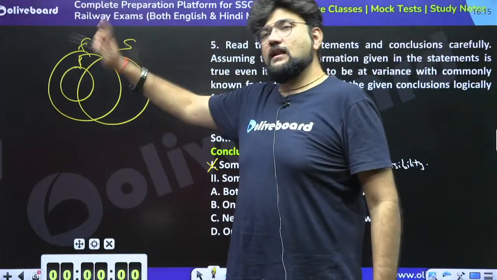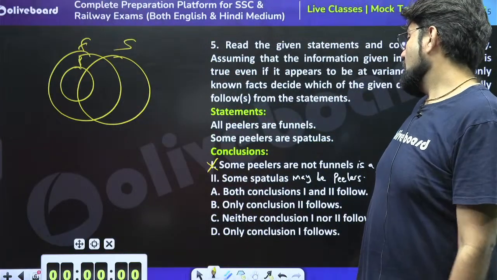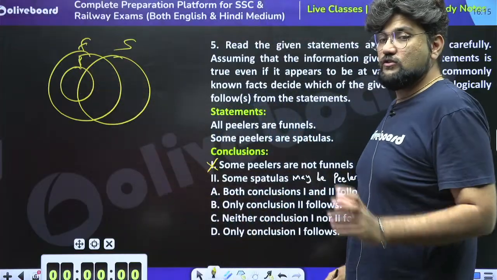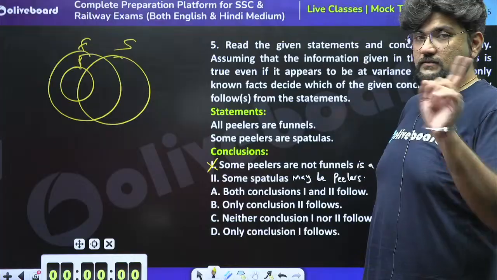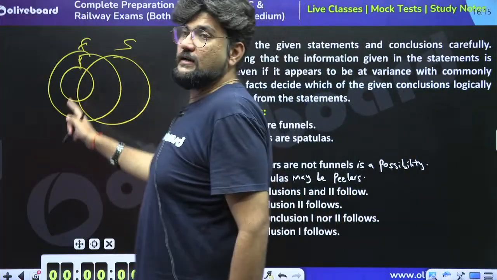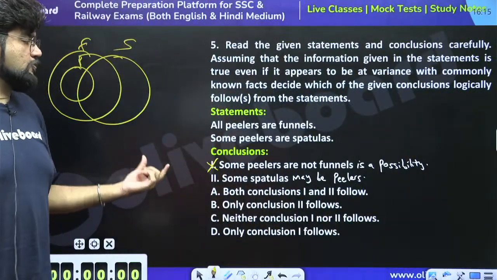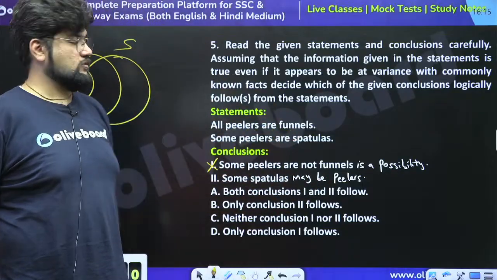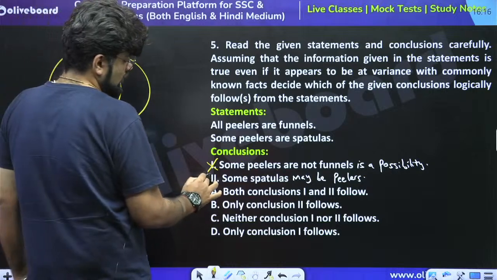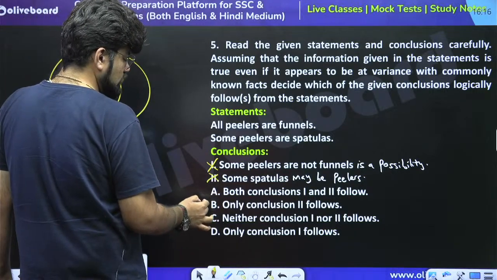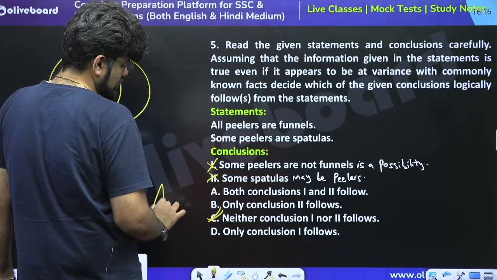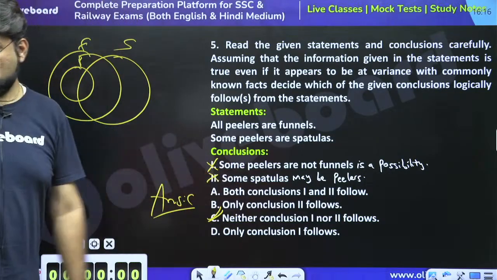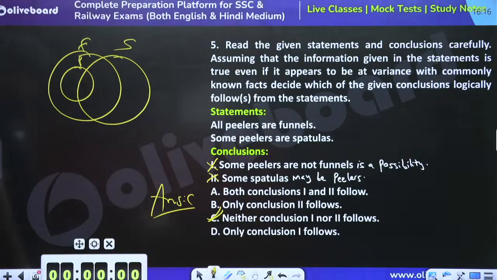Some funnels are not pillars is a possibility is fine. Okay. And some spatulas may be pillars. A lot of students fall into this trap. They still mark option 2 as the right answer. If some spatulas are pillars is a definite conclusion, the moment you put maybe, can be or possibility with it, it goes false. Whatever is true in definite will always be false in possibility. So this will also go wrong. So neither conclusion 1 nor 2 follows. Okay. Read it carefully what I have changed in the conclusions here. Cool. Next.